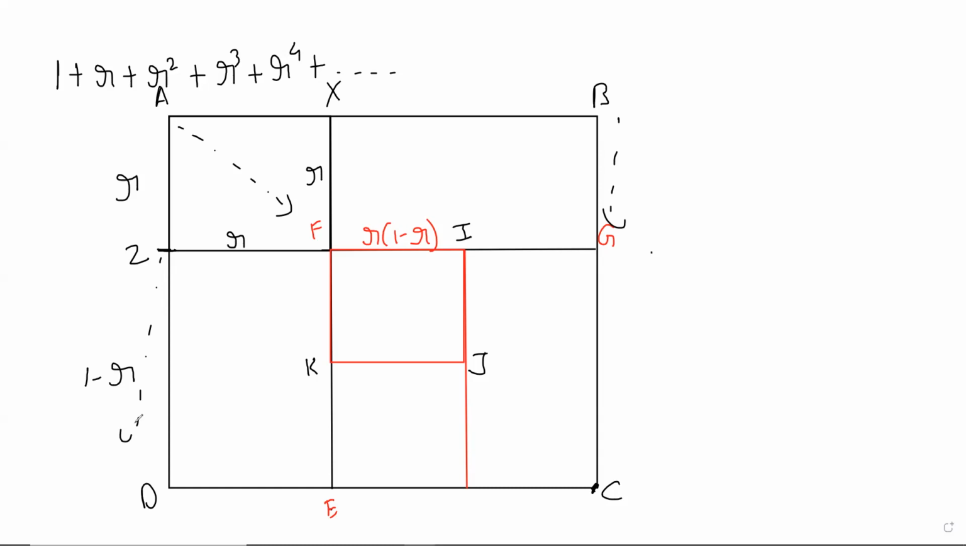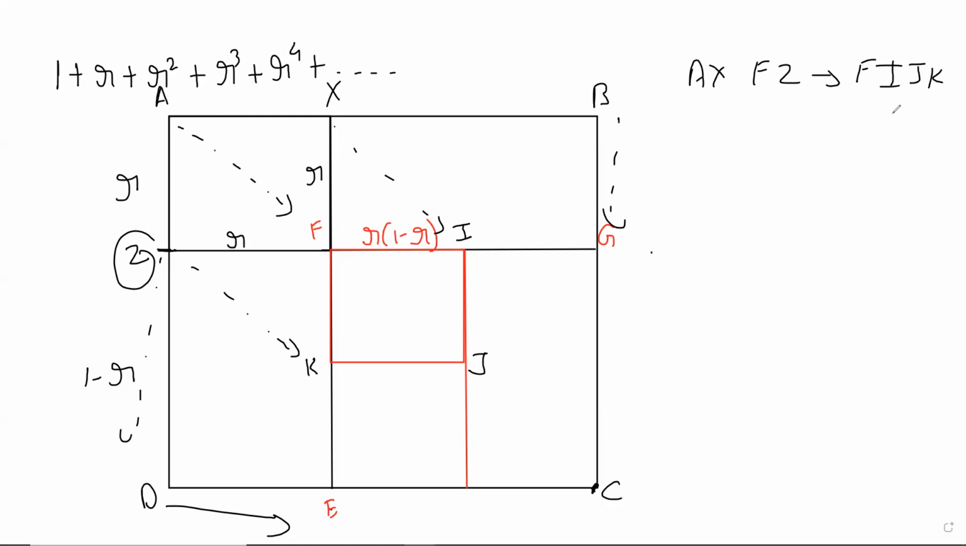Sorry, what I'm saying is wrong there. A is coming to F, D is coming to E, B is coming to G, and Z will go to K, and X will go to I. That's the more correct way to say it. You can understand that the square is getting contracted. So AXFZ is getting contracted to FIJK.